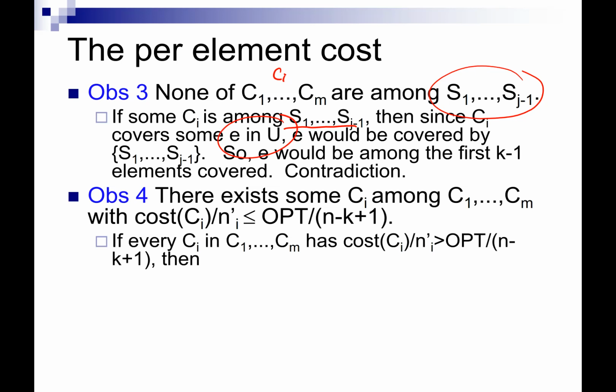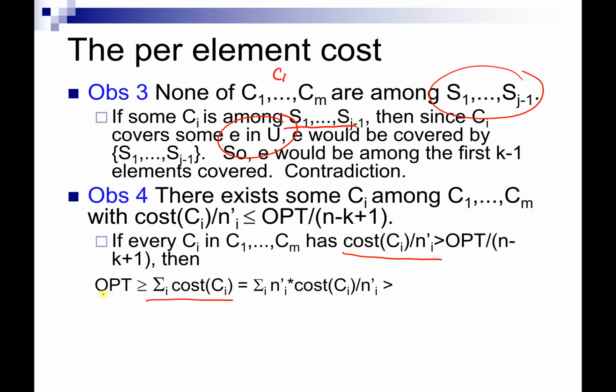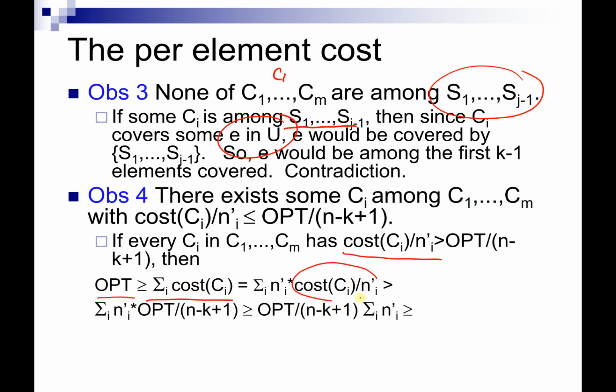Okay, and the reason is that, suppose for contradiction that all of these C_i have this value larger than opt divided by m minus k plus 1. Then what you have is that we know the sum of all of these C's is going to be at most opt. But this is equal to this expression over here. But if we assume that each one of these values is larger than opt divided by n minus k plus 1, then we have this thing over here.